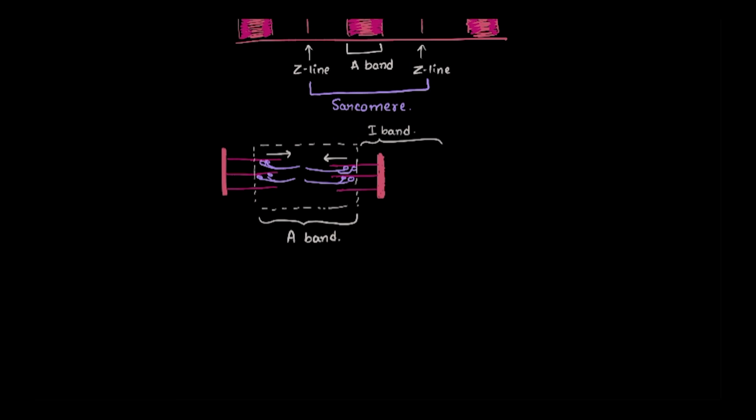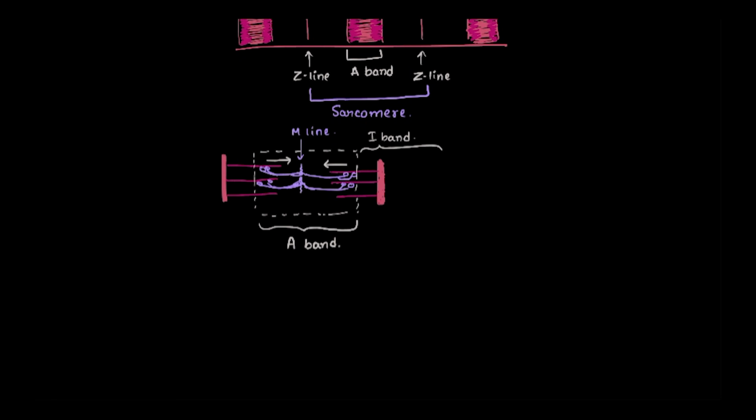And the myosins are attached in the middle. They're attached in the middle, and this line where the myosin is attached, we can see a separate line over there. This is called the M line, right?